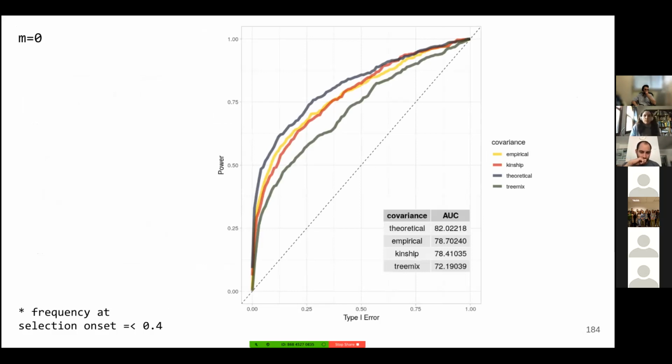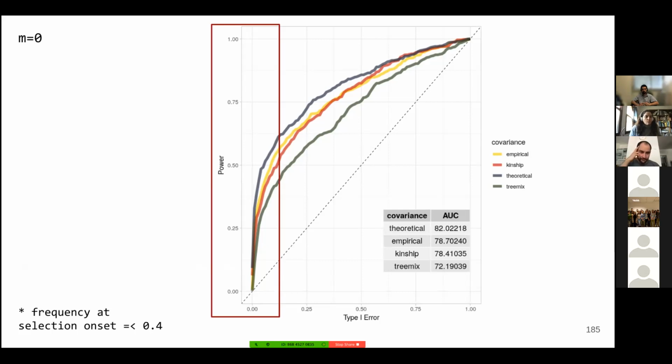So in this way, I computed the power for the different covariance estimations at different values of type 1 error. We can see that in the absence of admixture, all methods perform relatively similar, with the exception of trimix, which is the one that shows the worst performance. At low type 1 errors, we can see that the performance is relatively bad.